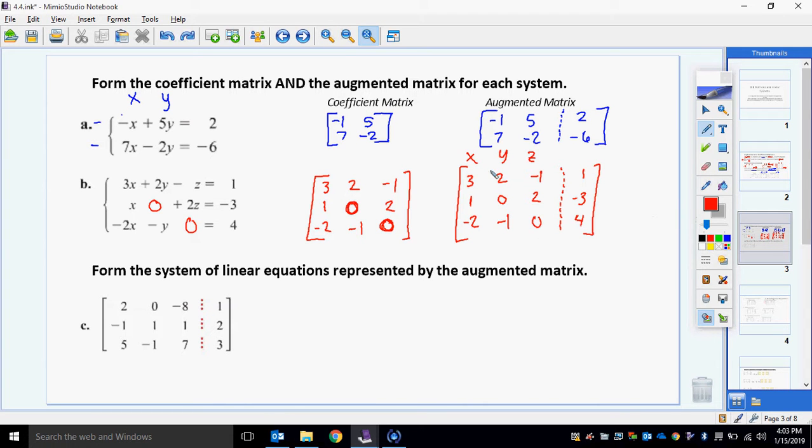Now let's work our way backwards. Let's go from a matrix into a system of linear equations.